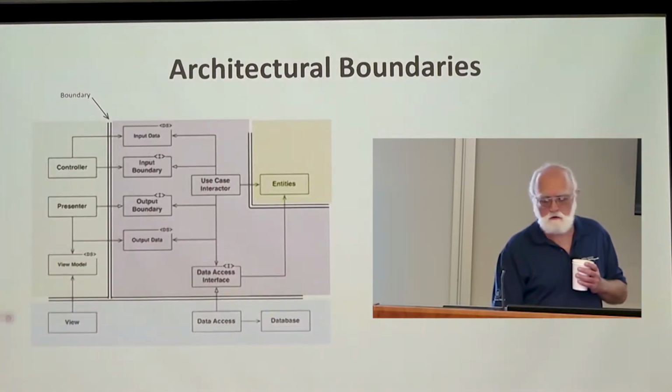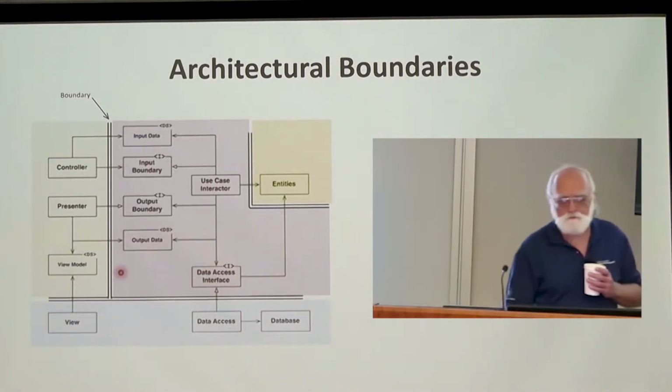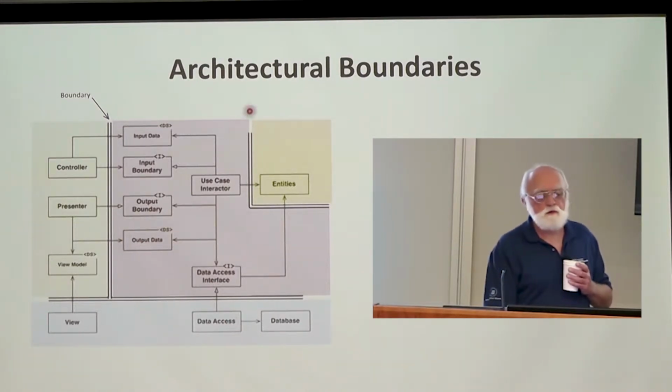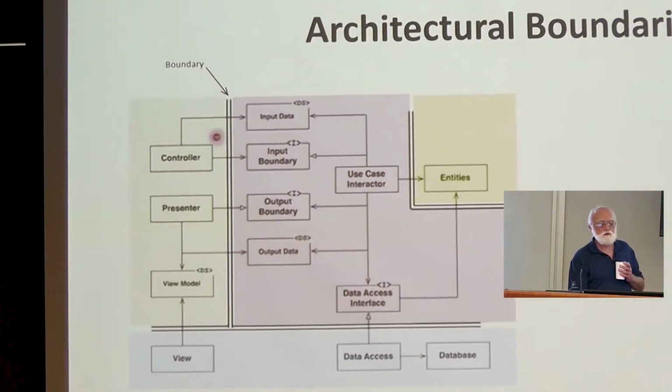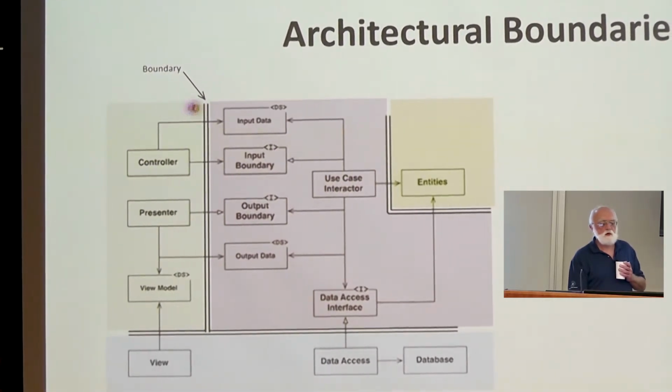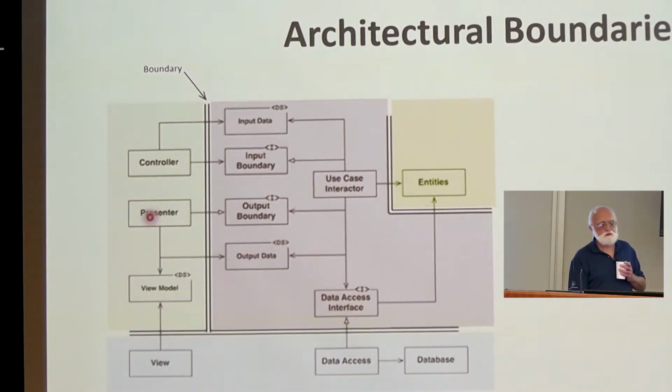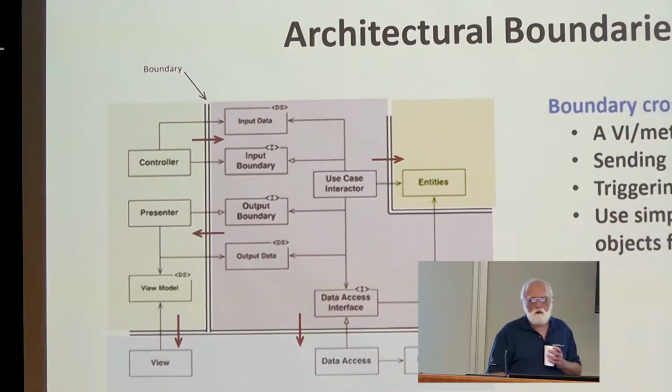Is this better? Yeah, you see. So what you have is double lines are architectural boundaries. These are components. And what you have is your entities, your use case interactors, the UI layer, controllers, presenters, and then you have the database and the views, and the framework is somewhere here.